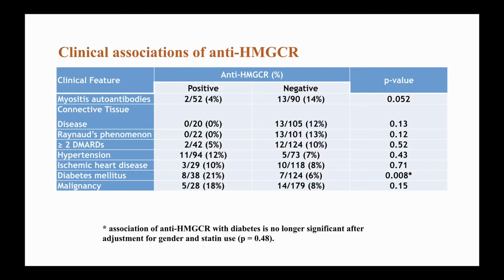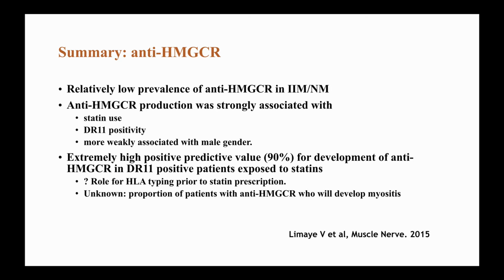We then had a look to see if there was any difference in any of the other clinical features, the prevalence of other autoantibodies, connective tissue diseases, cardiovascular risk factors, and the only thing we found was possibly a signal for higher occurrence in patients who had diabetes. But this was no longer significant after adjusting for gender and statin use. So there were no clinical associations with other clinical features for these antibodies that we could determine.